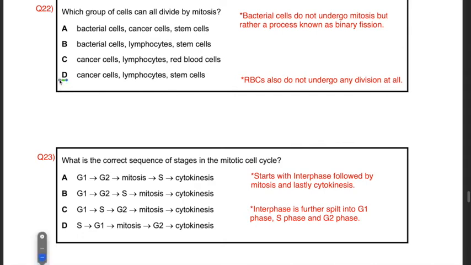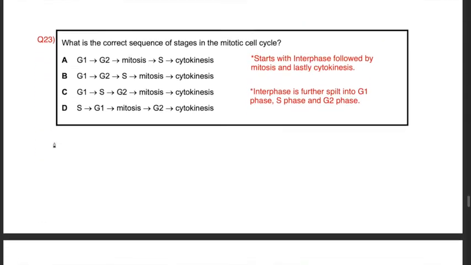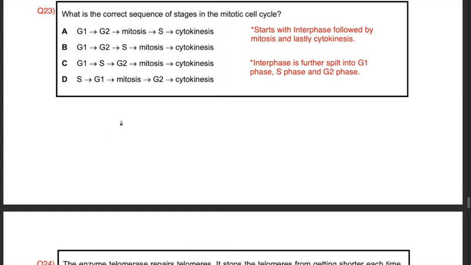Question 23. What is the correct sequence of stages in the mitotic cell cycle? The mitotic cell cycle starts with interphase, followed by mitosis, and lastly cytokinesis. Remember that carefully. How does the mitotic cell cycle start? It starts with interphase. What happens after interphase? Then comes mitosis. After mitosis comes the final stage of the mitotic cell cycle, that is cytokinesis, where the cell divides into two and cytoplasm constriction takes place.